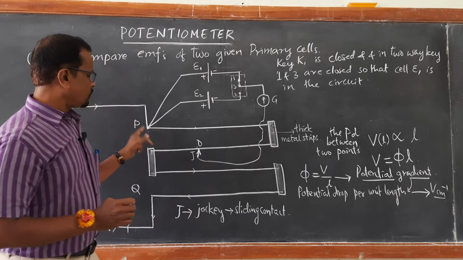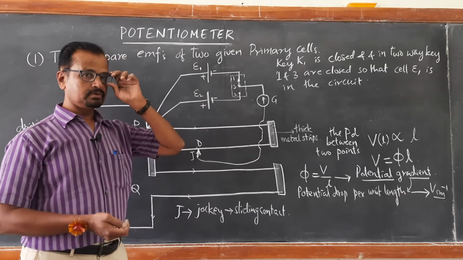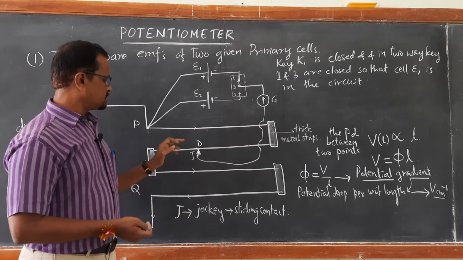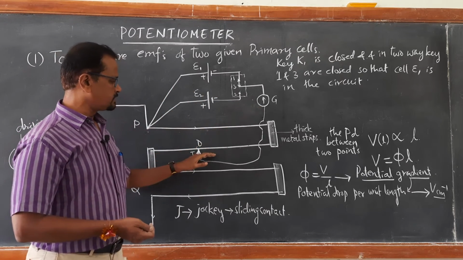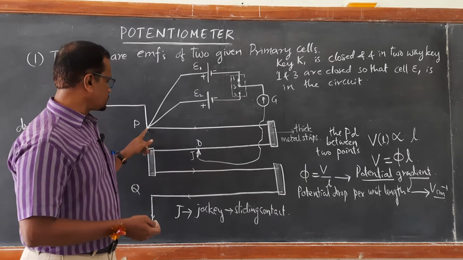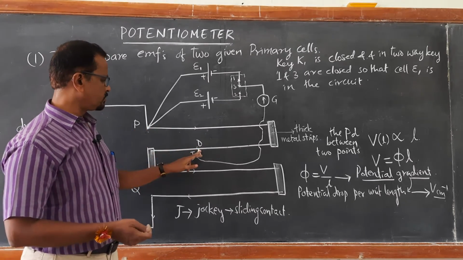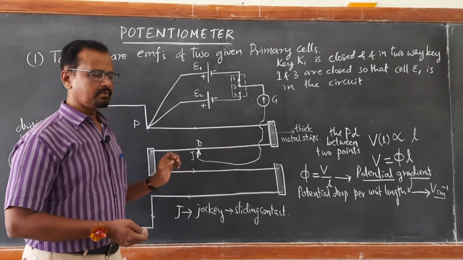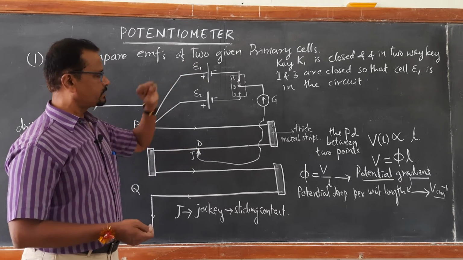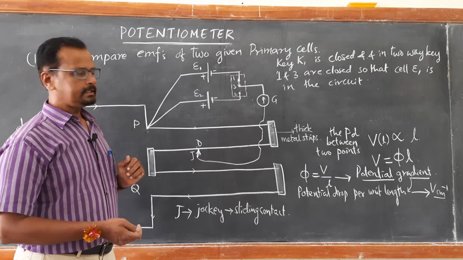And what happens at this point to make the galvanometer 0? The reason is the galvanometer reads 0 at this particular length. At that moment, the potential difference between P and D, of this length of the wire, is exactly equal to the EMF of this cell, right?